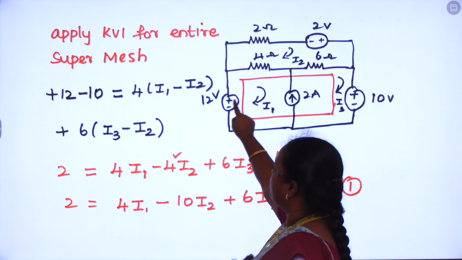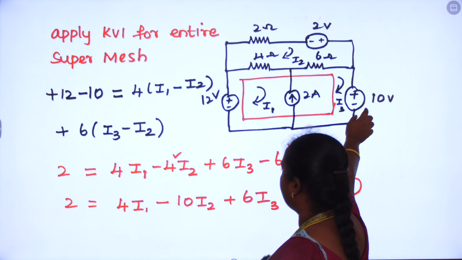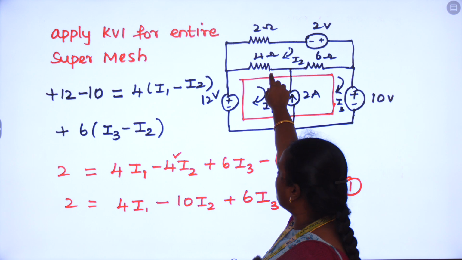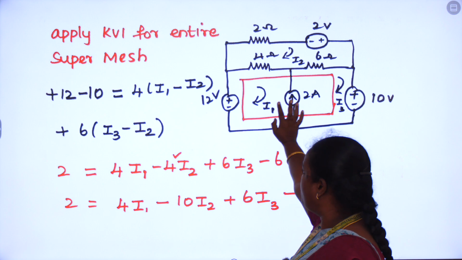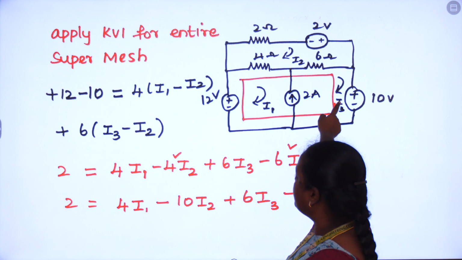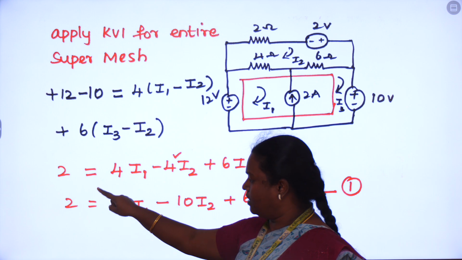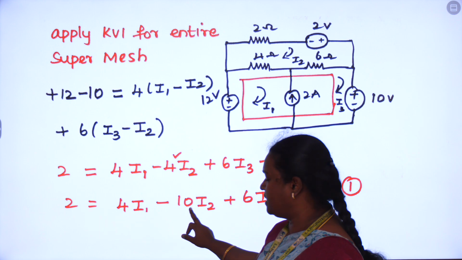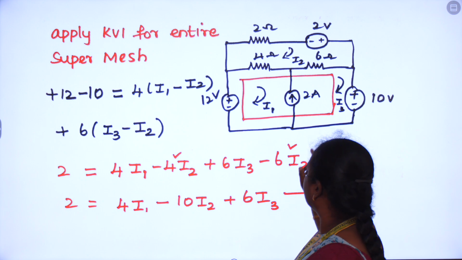Considering the direction, 12 volt, and then considering the I3 direction, it is from plus to minus, so that it is minus 10, which is equal to 4 into the drop across the 4 ohm resistor. 4 is present between the first loop and the second loop, so 4 into I1 minus I2, and the next 6 ohm resistor is present between I3 and I2, so we are writing 6 into I3 minus I2. So solving this equation, we get the voltage rise across the super mesh, which is 2, equal to 4 I1 minus 10 I2 plus 6 into I3.